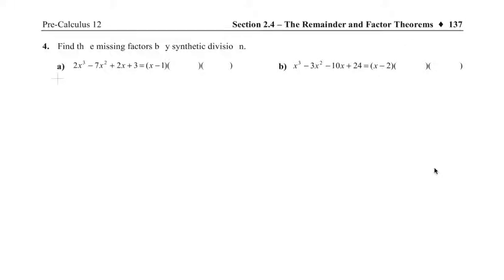Today we're doing Chapter 2 Polynomials, and we're on page 98, question 4. This question is asking us to find the missing factors by synthetic division. So in A, we can see that x minus 1 is a factor.